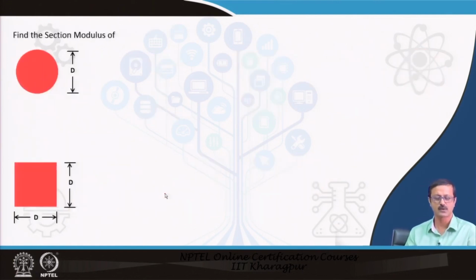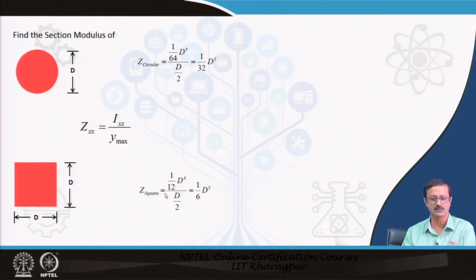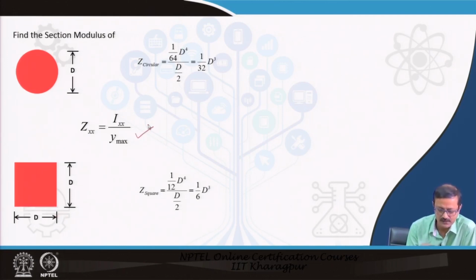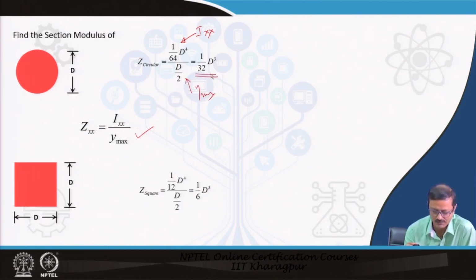Suppose I want to find the sectional modulus for a circular section of diameter d, and this is also a square section, d by d. So Z for the circular section is Ixx for the circular section, and d by 2 is the y max. So this is 1 by 32. I made a blunder over here. This has to be pi by 32 d to the power 3.